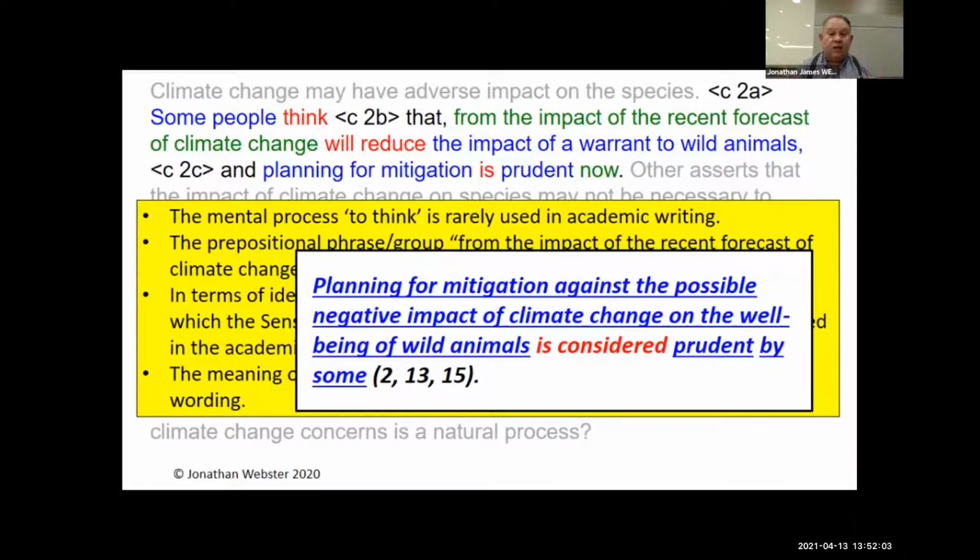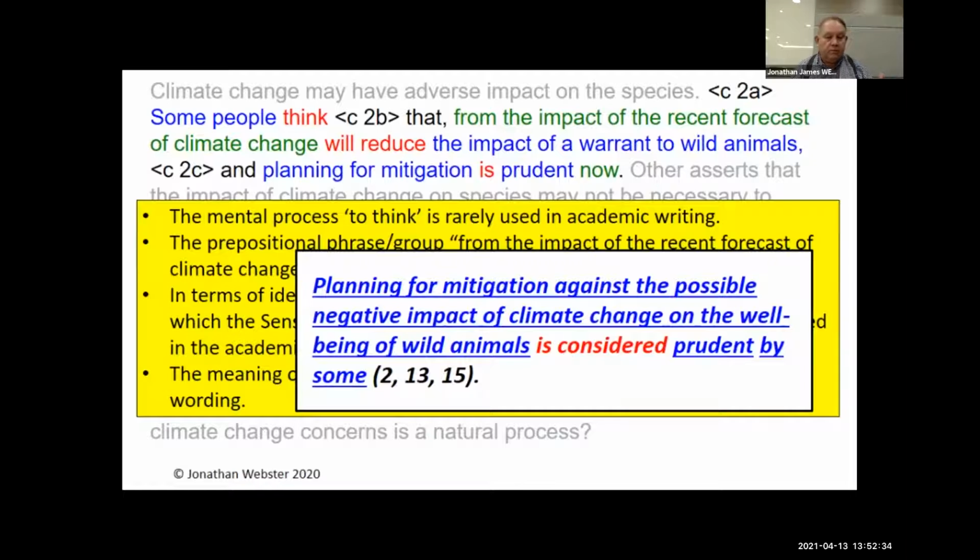Now, notice that is just the grammatical subject by itself. Notice how much has been packed into that noun phrase. Planning for mitigation against, in fact, it is a clause, an -ing verb, planning, but it has been nominalized into what we basically consider like a noun group, a noun phrase, which functions as the grammatical subject.